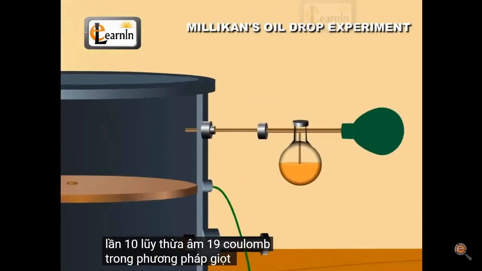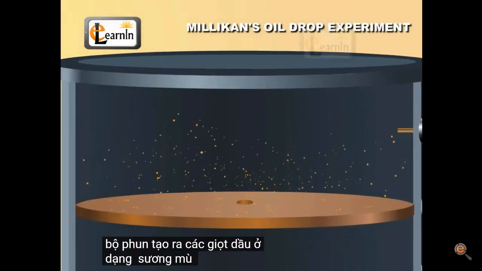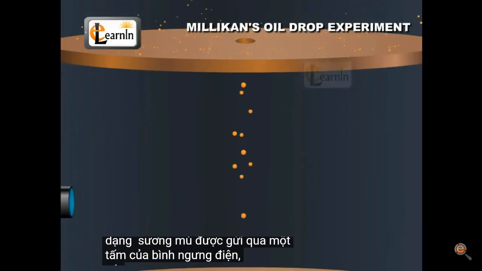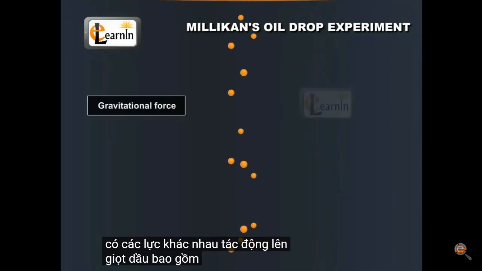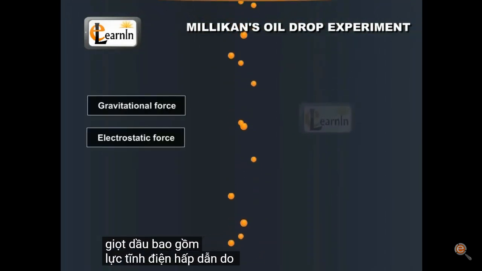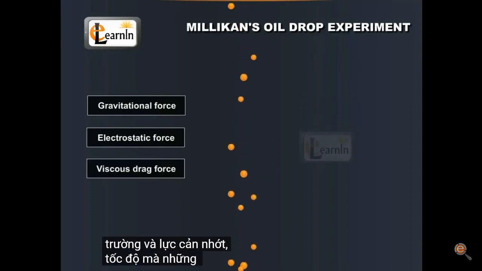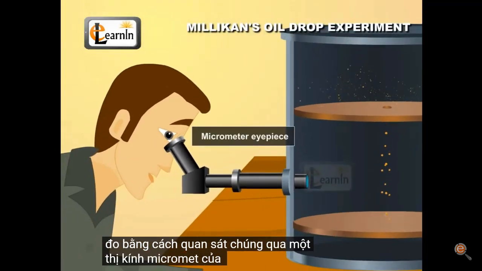In Millikan's oil drop method, an atomizer produces oil droplets in the form of mist, which are sent through a plate of electrical condenser. There are different forces which act on the oil drop, including gravitational force, electrostatic force due to the electric field, and viscous drag force. The rate at which these drops fall was measured by observing them through a micrometer eyepiece of a telescope.